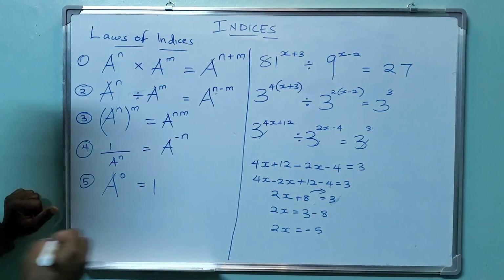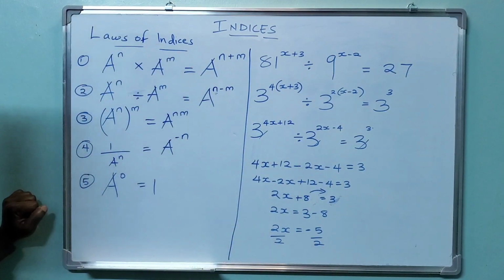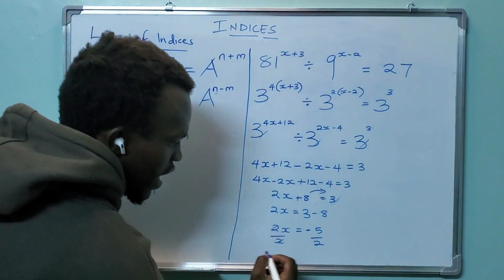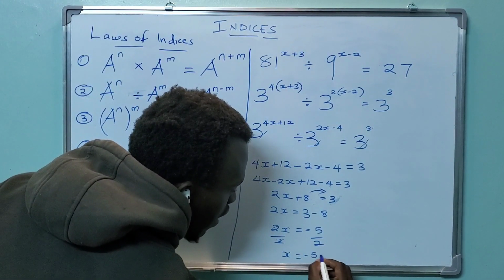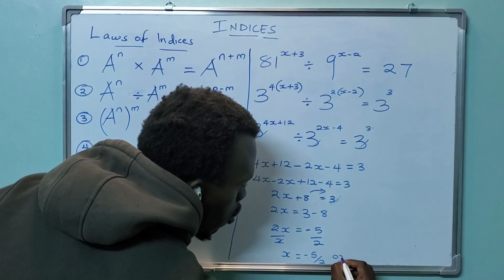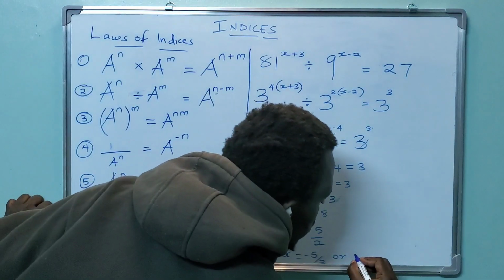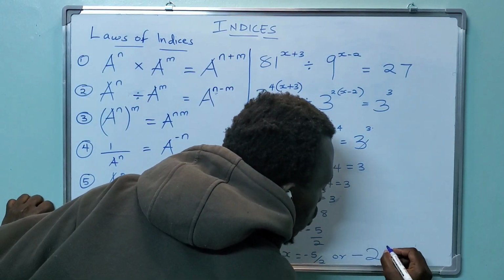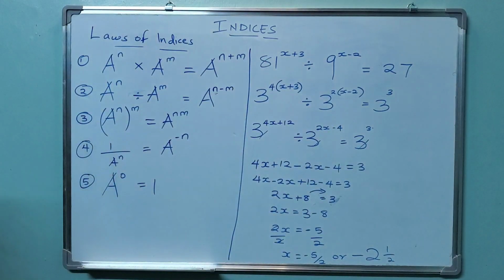Then for me to get the value of x, I'm going to divide both ends by the value of the coefficient of x, which is 2, which means that 2 and that 2 will cancel. I'll remain there with x being equal to negative 5 over 2, or it can also be written as: 2 goes into negative 5, negative 2 times. So it is going to be negative 2, 1 over 2. And that is our value of x, as simple as that.